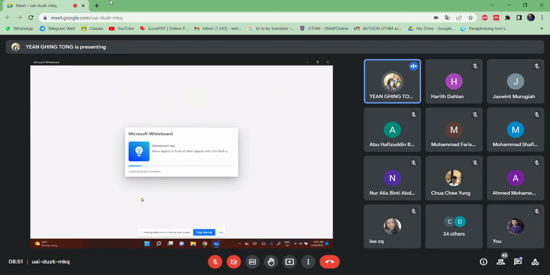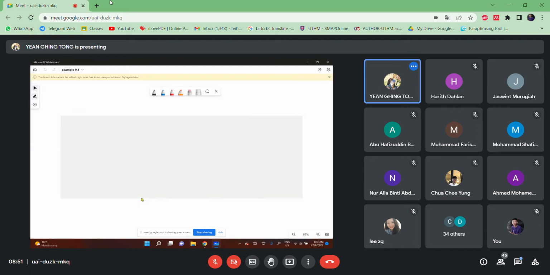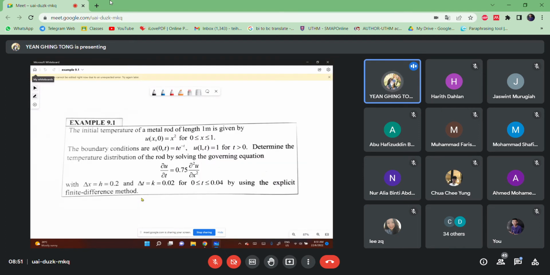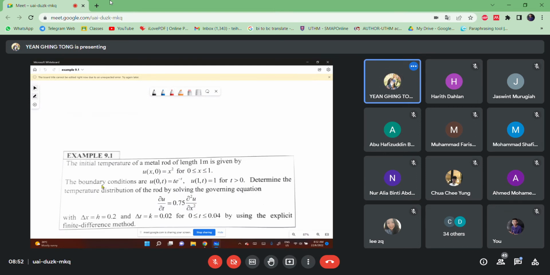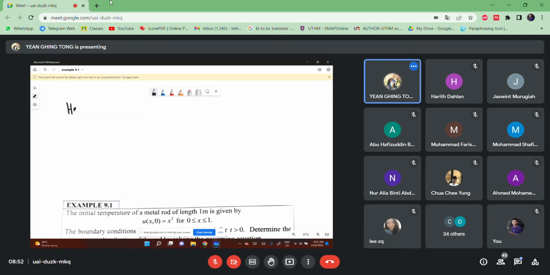Example 9.1 is the example for the heat equations. After the heat equation, I directly jump to the wave equation first, because they use the same method. For heat equations, as I mentioned in the last class, we have two methods: one is the explicit finite difference method, and another one is implicit, the Crank-Nicolson method.